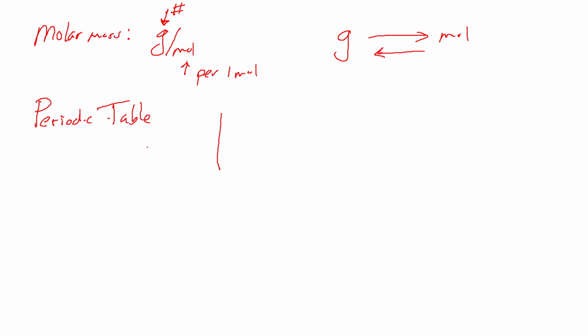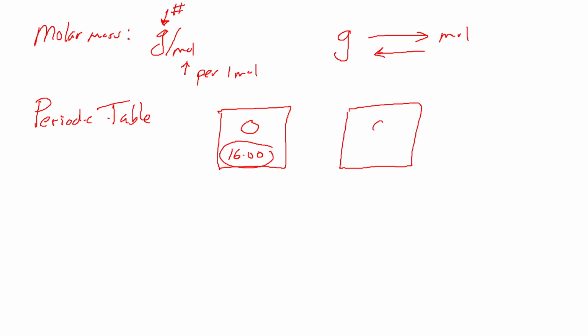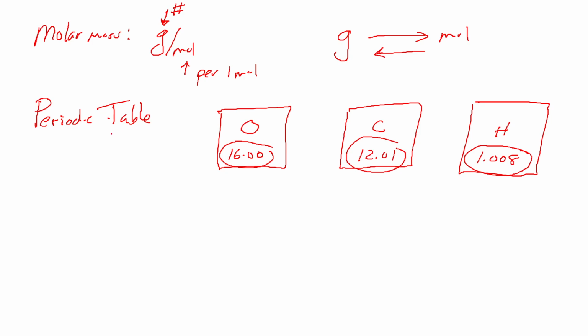We go to the periodic table, we go to the boxes there, we pull up O, and on the bottom are some numbers there, 16, for example. We go to the periodic table, we go to carbon, we see 12.01. Go to the periodic table, you find hydrogen, 1.008. All of these numbers on the bottom, which you might have learned is the atomic mass, is also considered the molar mass of each of these things.